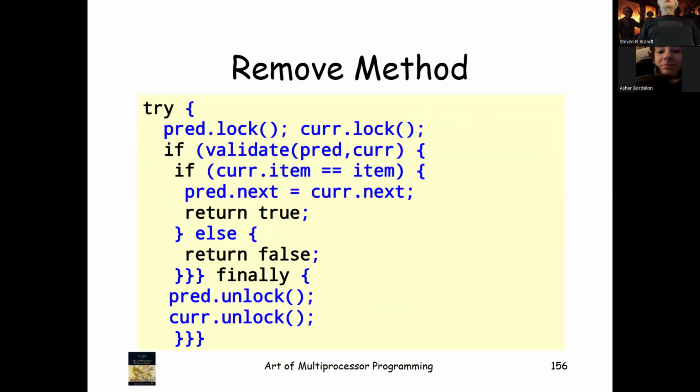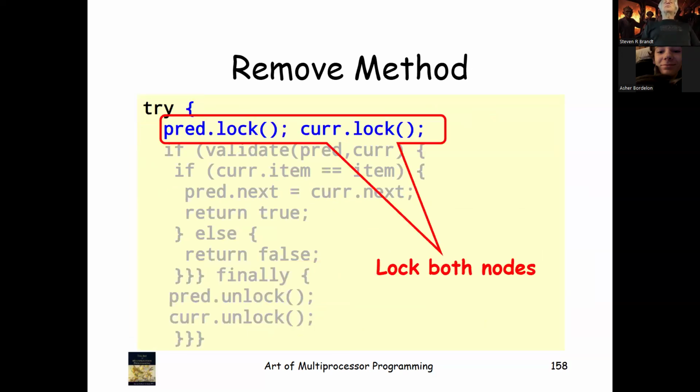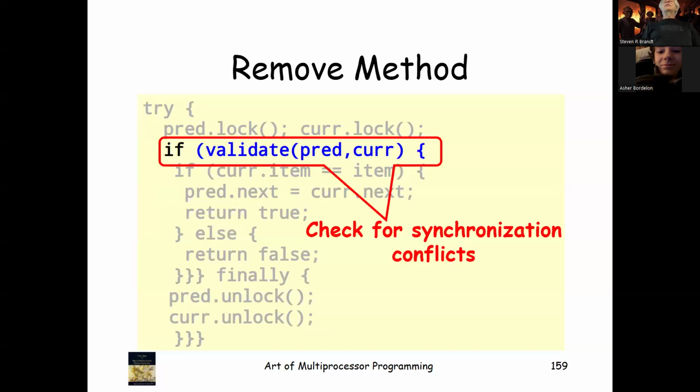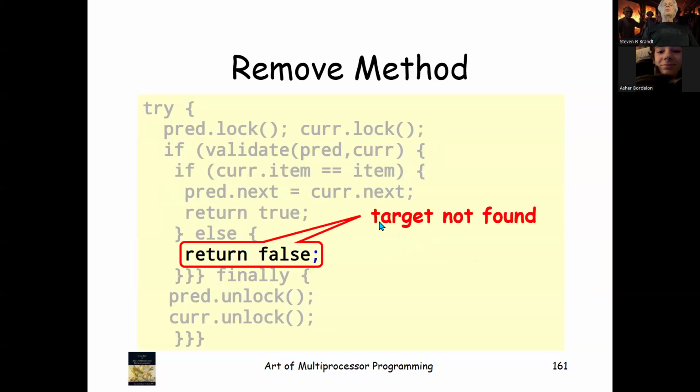And so what we do with the remove method is, at this point, we do this try finally thing. We lock the predecessor and the current node. Then we do a validation of the predecessor and the current node. And if it's valid, and the current item is equal to the item, then we mark predecessor.next equal to current.next and return true. Otherwise, we return false. And in the finally, we do the unlocks. Any questions? Are you with me?